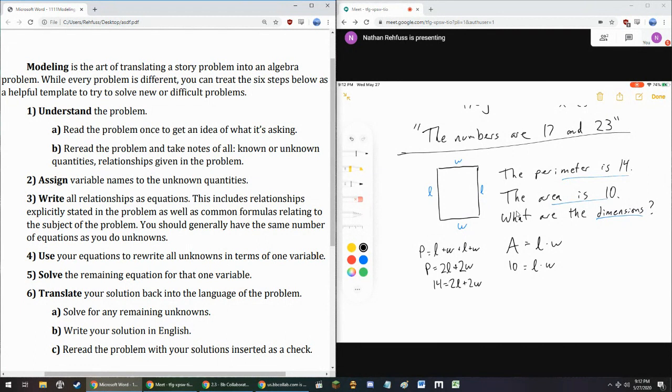And this is really good for us. We have two unknowns. We have two relationships. So that should be enough. Like I said, normally you have the same number of relationships as unknowns. You can go back and try to look for more relationships if that doesn't work, but like I said, 95% of the time that'll be enough.